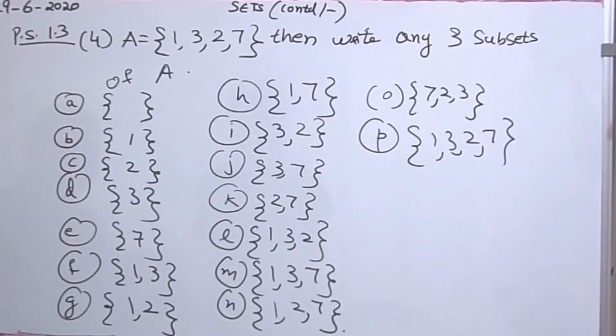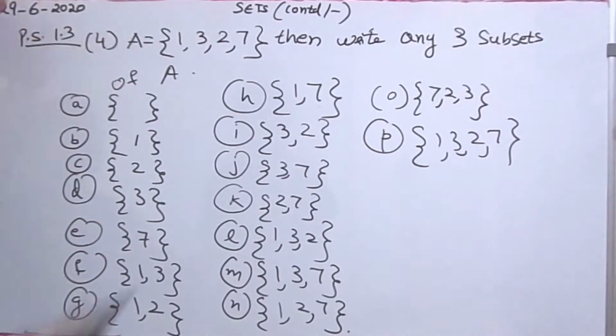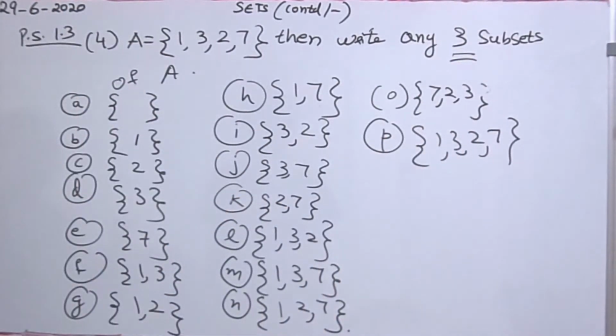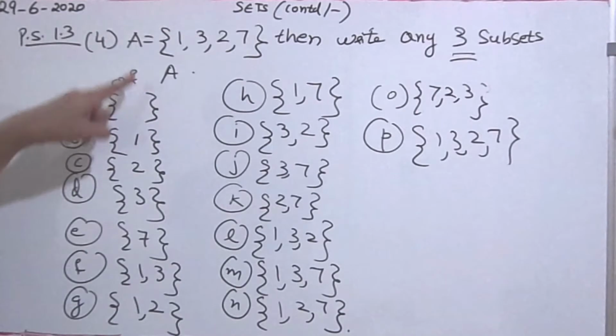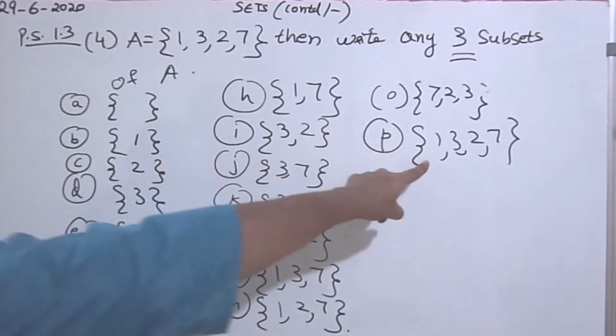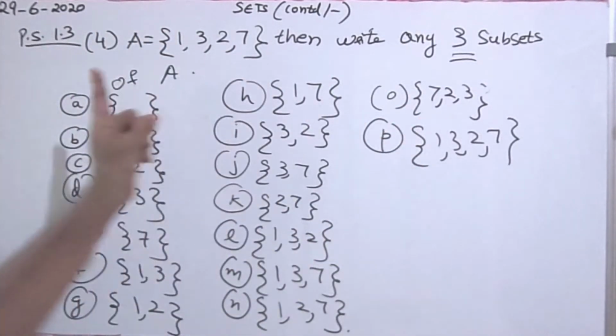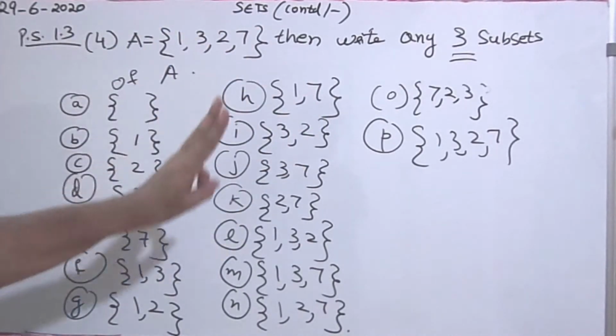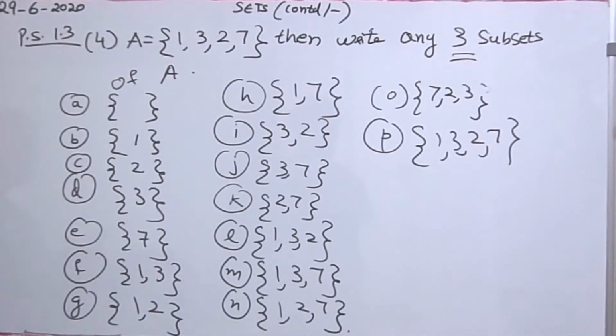So there are so many subsets. They are asking us only 3. So any 3 of these you can take. Empty set is a subset of every set and every set is a subset of itself. So these two sets will come. Then you can take 1 element, then you can take 2 elements, and then you can take 3 elements. And so many subsets we get. Let us go to the next sum.